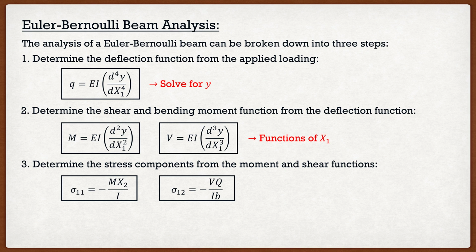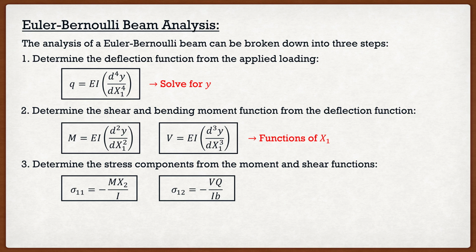Remember that our equation for sigma 1 is negative M times x2 divided by I. x2 is just going to be x2. I is the moment of inertia, which we know, and M is the moment function, which we now know. So we can easily determine what sigma 1 is. And the same thing for sigma 12, where it's equal to negative VQ divided by Ib. V is our shear function from above, which we know. Q is calculated from the cross section, which we know. I is the moment of inertia, and b is the in-plane thickness, or into-the-page thickness. So therefore, we know everything over here.